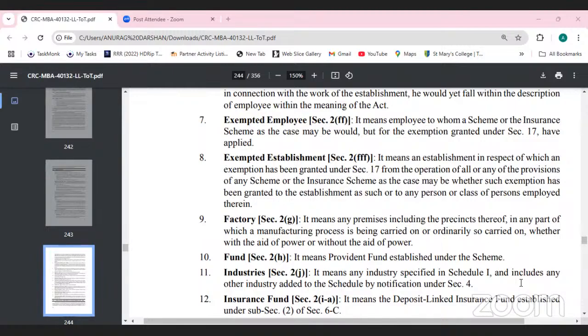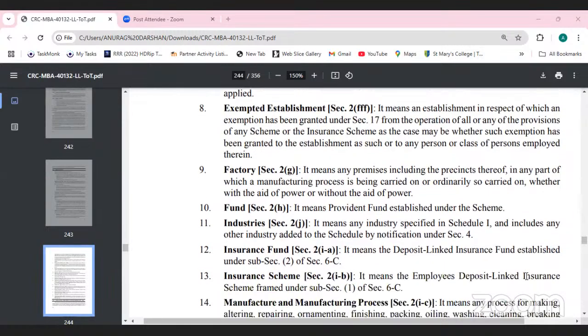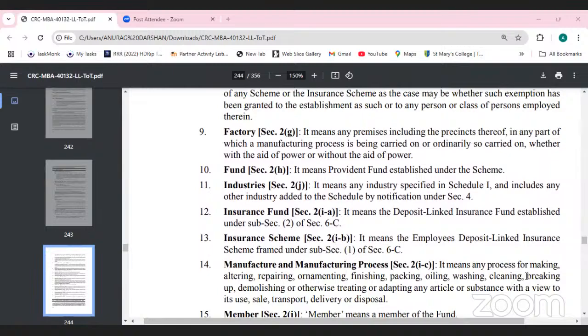Insurance fund is a deposit-linked insurance fund established under subsection 2 of Section 6C. Insurance scheme means the employees' deposit-linked insurance scheme framed under subsection 1 of Section 6. Manufacture and manufacturing process means any process for making, altering, repairing, finishing, packing, oiling, washing, cleaning, breaking, or demolishing, or any other thing which can be treated or adapted, made to an article or a substance.